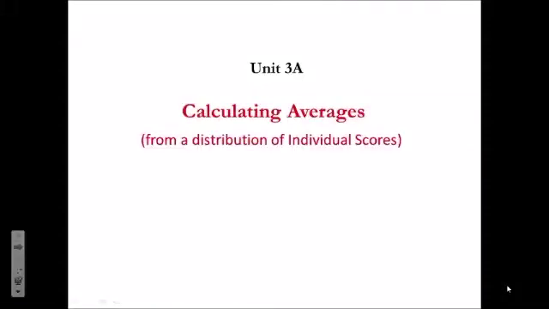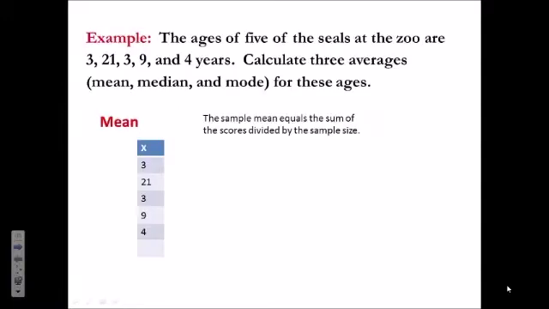Unit 3A, calculating averages from a distribution of individual scores. The ages of 5 seals at the zoo are 3, 21, 3, 9, and 4 years. Calculate 3 averages, mean, median, and mode, for these ages.